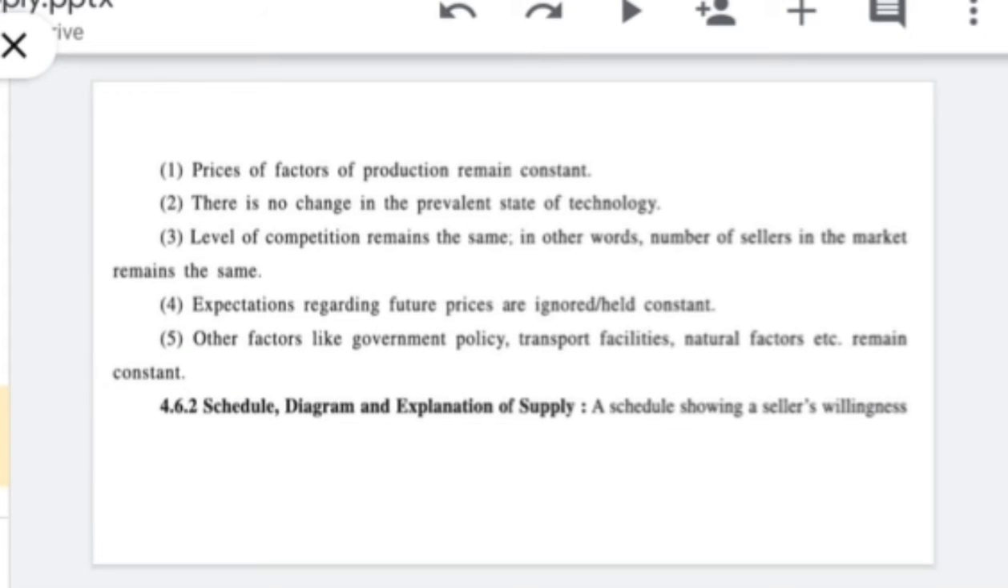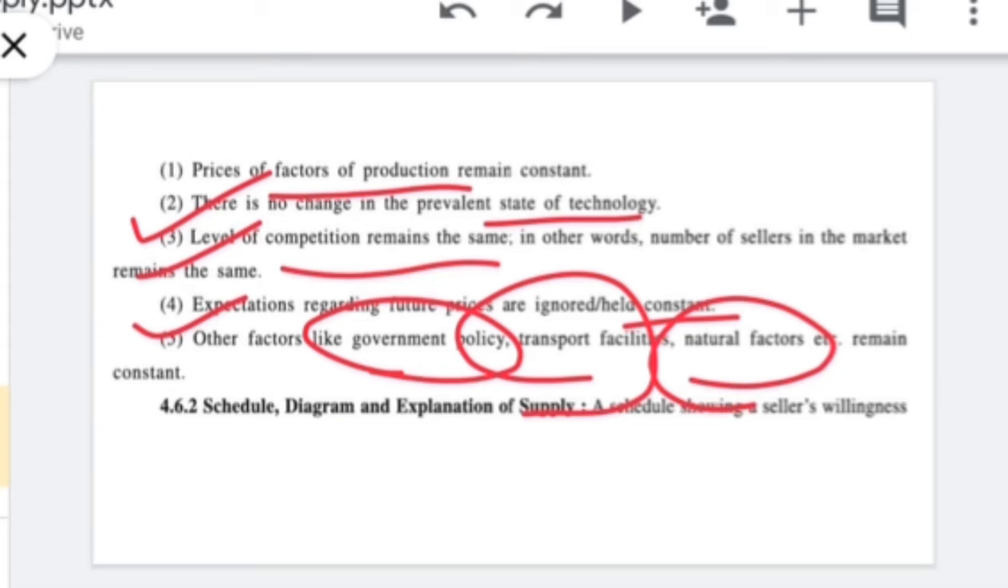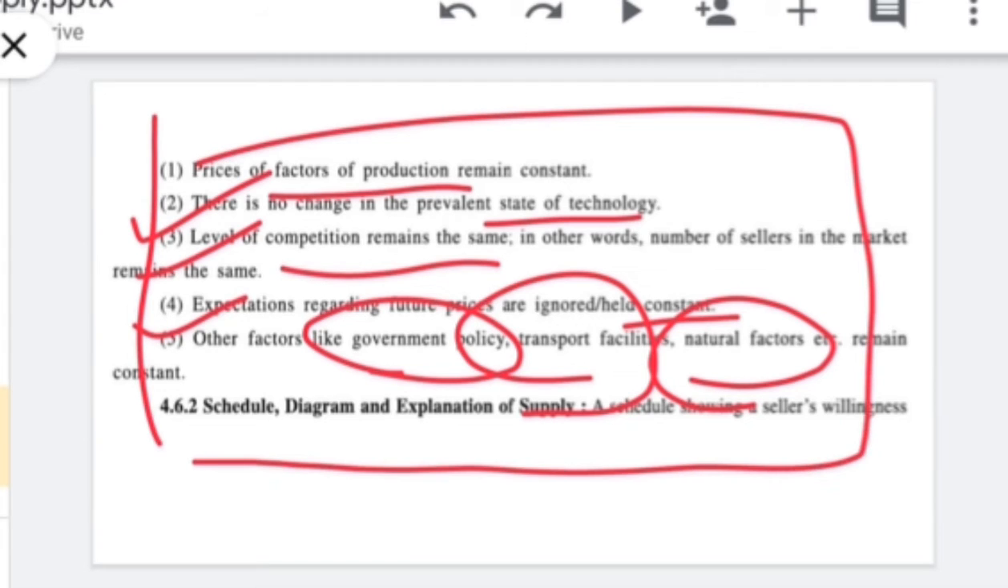Under assumptions, we will see that factors of production, that is land, remain constant. Under the second assumption, technology also remains constant. Third assumption, competition also remains constant. Fourth assumption, there is no expectation for future prices; future prices are also constant. And other factors like government policy, transportation policy, natural factors, all these remain constant. So these are the assumptions of the law of supply.